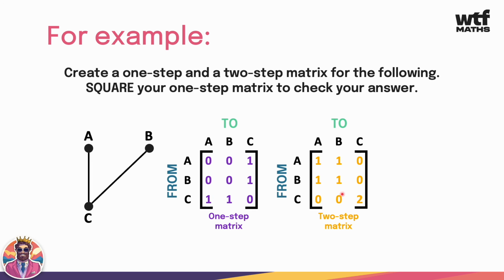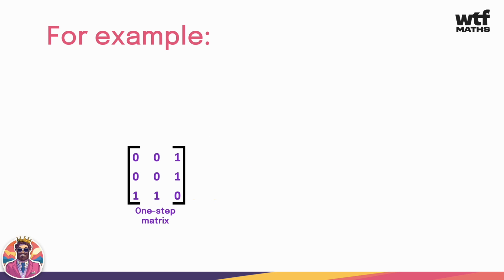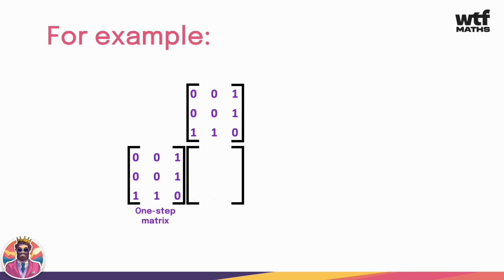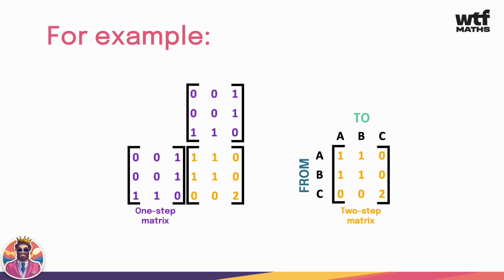Now, this answer on the right is going to be important. We're going to see if we can get that just by timesing this by itself. Let me show you what I mean. All right, if I take the one-step matrix I had from the previous diagram and I times it by itself, we're going to get the exact same dimensions, but if you multiply this out, you'll end up with the two-step matrix from the previous example.